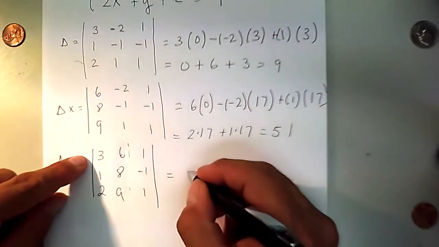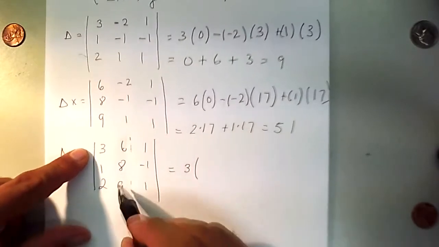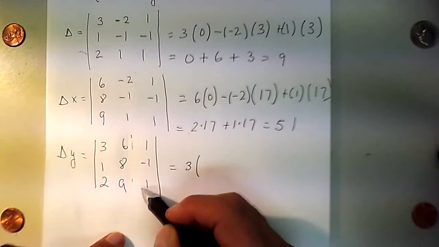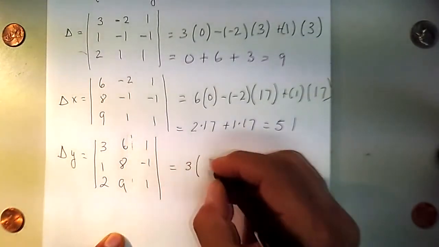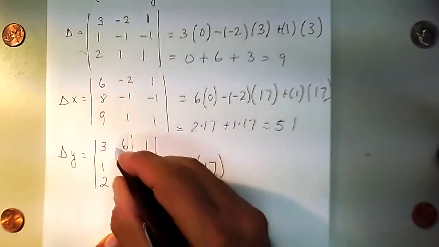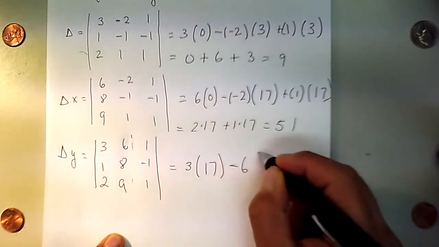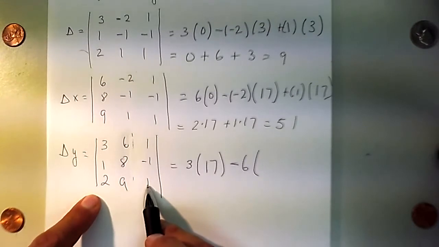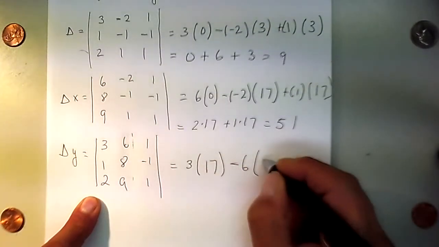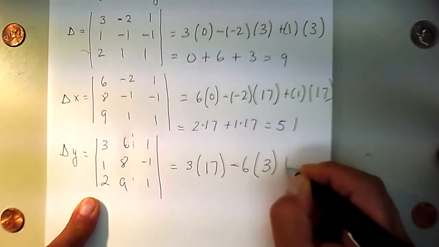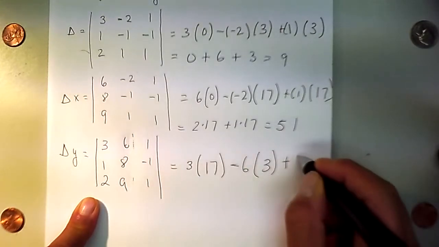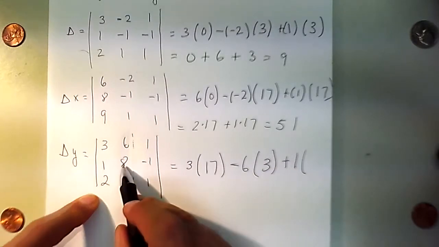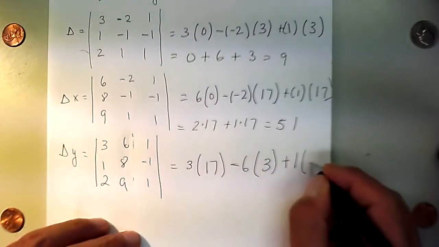We have 3 times, again, 8 plus 9, 17, minus 6 times 1 plus 2, 3, plus 1 times 9 minus 16, that's -7.